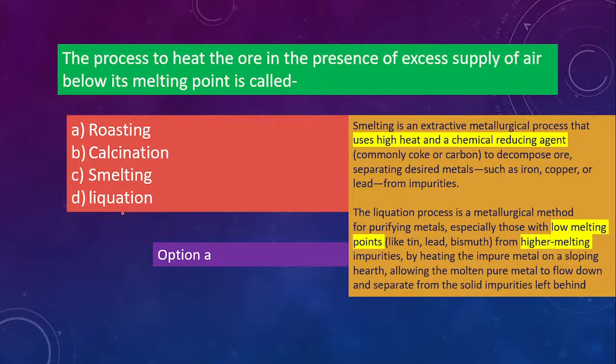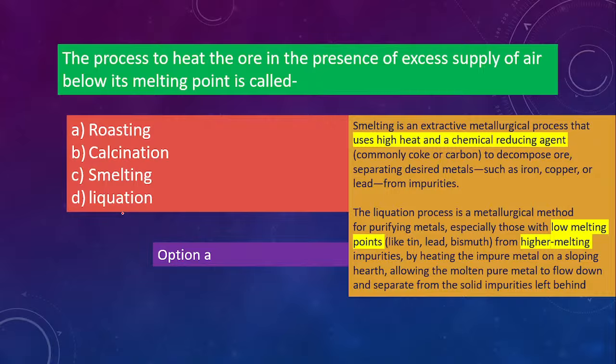Okay, that's why I am saying, roasting and calcination: calcination happens in the absence of oxygen. In roasting, oxygen supply is high along with a low melting point. In smelting, heat is high and you use a reducing agent. Only in smelting do you use a reducing agent. And in liquation, if there is a difference in melting points of impurities and metal, one high and one low, then you go for liquation. Okay, I hope I am clear now.